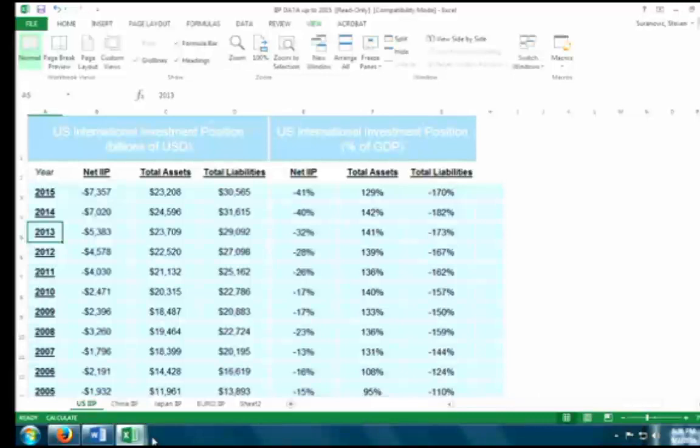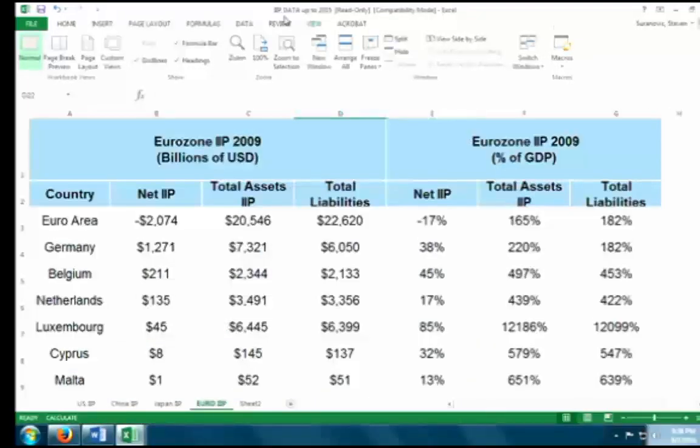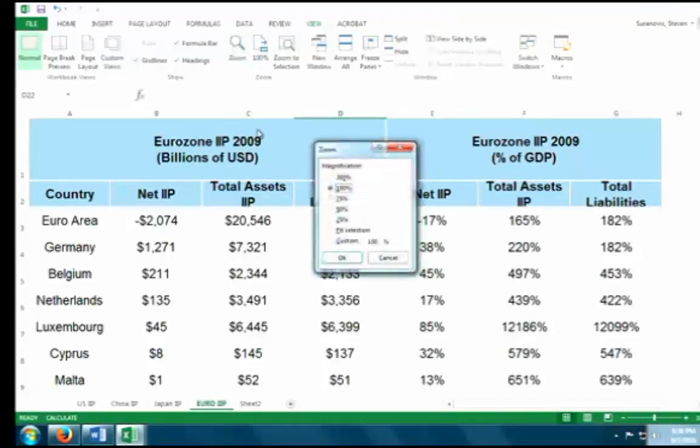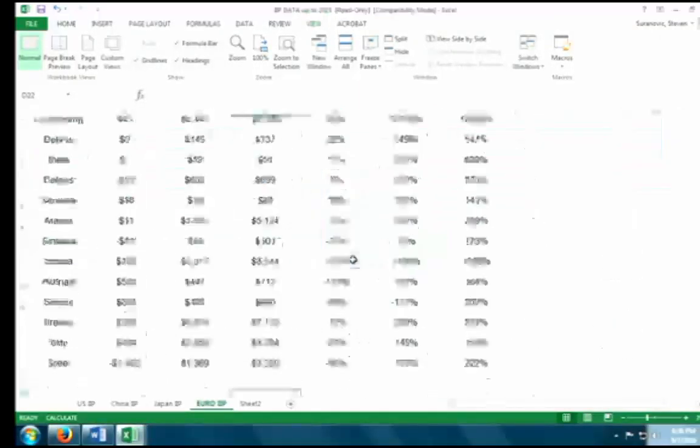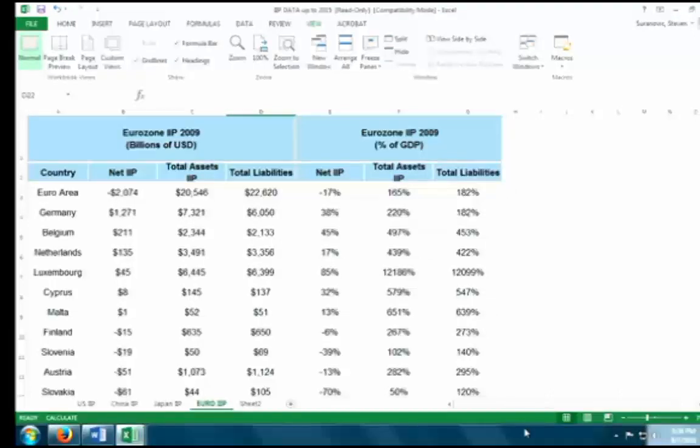All right, some other perspective. And here I'm going to go back. This is the data for Europe, European countries. And it goes back to 2009. I don't have the updated data here, but that's OK. It's going to give us something to look at. So 2009. And remember, for the US, around 2009, our net IIP was about minus 17% of GDP.